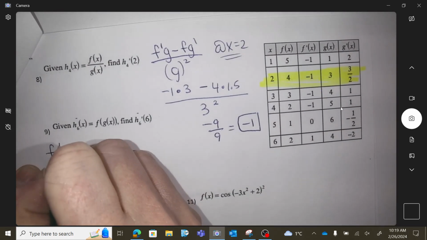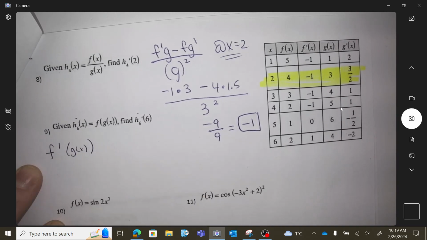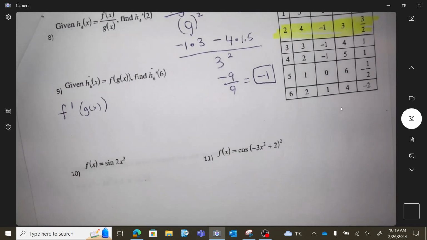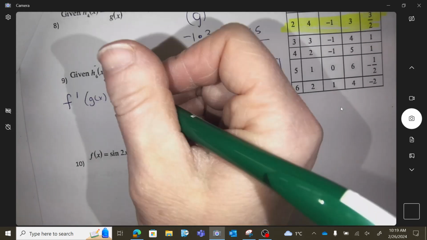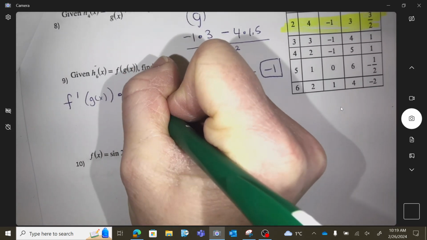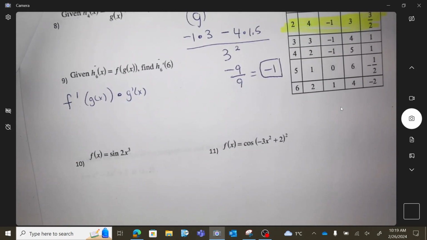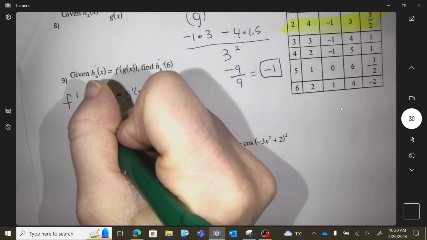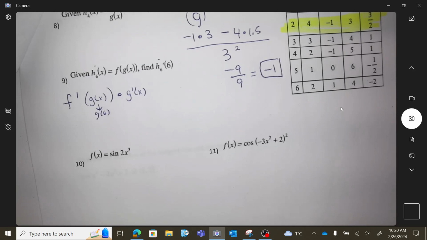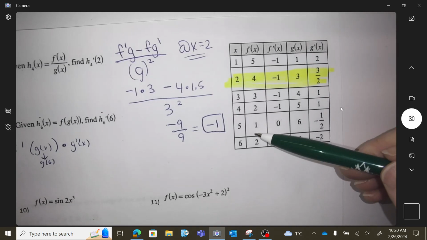So the derivative, and then you have to attach the derivative. Okay, so this is at the x value of 6. The first thing you're going to have to do is figure out what is just the g of 6. What is the g of 6? So what would you use there? 4. Just the g of 6 is 4.